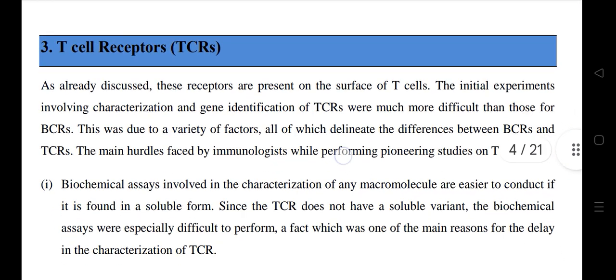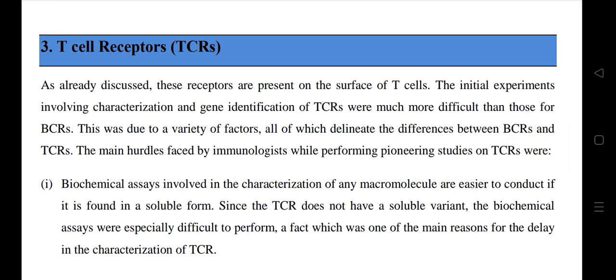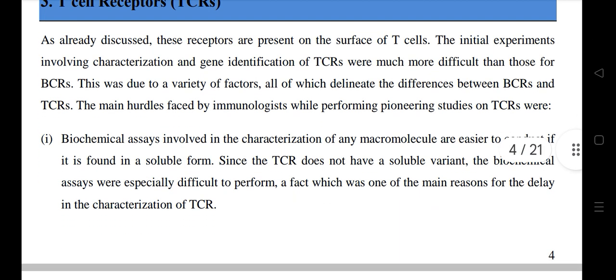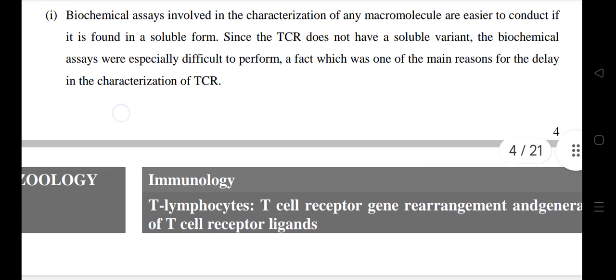T cell receptors, or TCRs. As already discussed, these receptors are present on the surface of T cells. The initial experiments involving characterization and gene identification of TCRs were much more difficult than those for BCRs. This was due to a variety of factors, all of which delineate the differences between BCRs and TCRs. The main hurdles faced by immunologists while performing pioneering studies on TCRs were, first, that biochemical assays involved in the characterization of any macromolecule are easier to conduct if it is found in a soluble form. Since the TCR does not have a soluble variant, the biochemical assays were especially difficult to perform, which was one of the main reasons for the delay in the characterization of TCR.